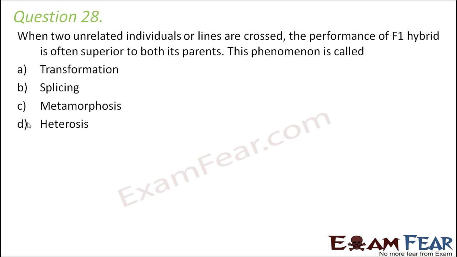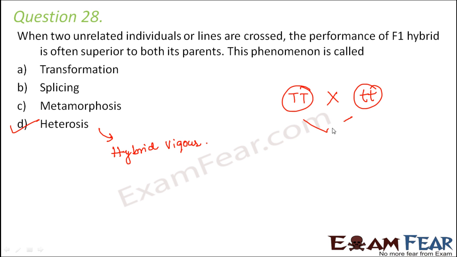Question number 28. When two unrelated individuals or lines are crossed, the performance of F1 hybrid is often superior to both of its parents. This phenomenon is called transformation, splicing, metamorphosis or heterosis. So this phenomenon is basically heterosis. Another term for heterosis is hybrid vigor. And what does that mean? That means that if you cross two unrelated individuals, let's say this is one individual, this is another individual, when you cross the two of them, you get a hybrid variety. That is a mix of the two. Normally it has been observed that this hybrid is superior to both the parents, and these two parents are two unrelated individuals which have been crossed together. So this process is called heterosis.